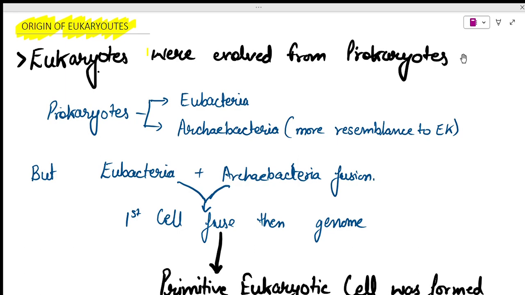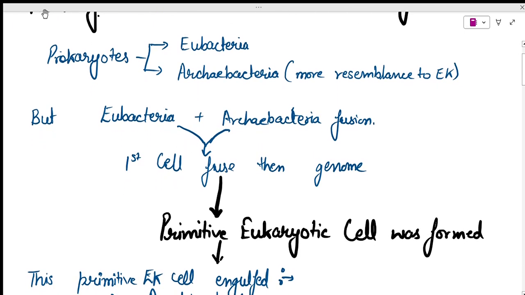In this class, we are going to learn about the origin of the eukaryotes, right? So you all know that prokaryotes, which were bacteria, were the primitive, or you can say initial, life form which existed on the earth. After they evolved, they formed eukaryotes, and eukaryotes evolved from prokaryotes. That's why I have written this line over here.